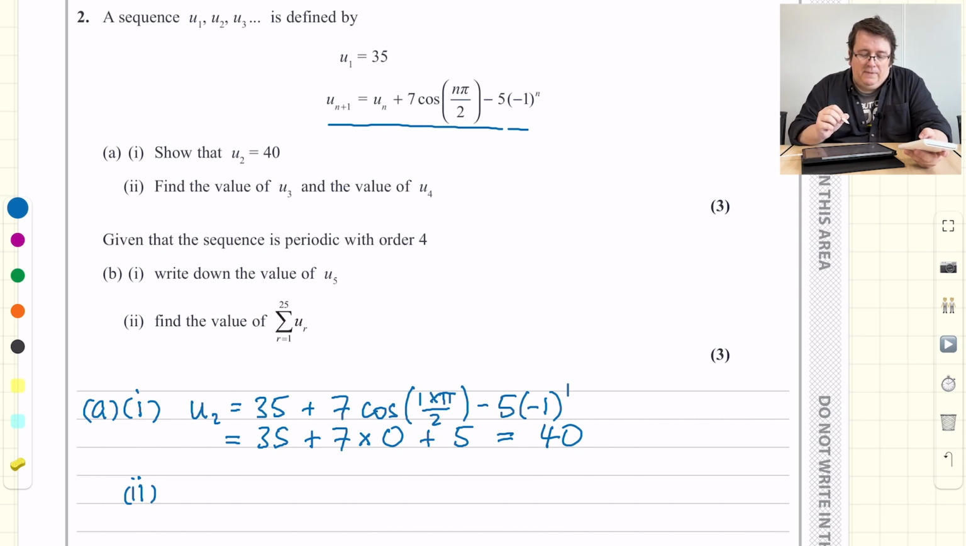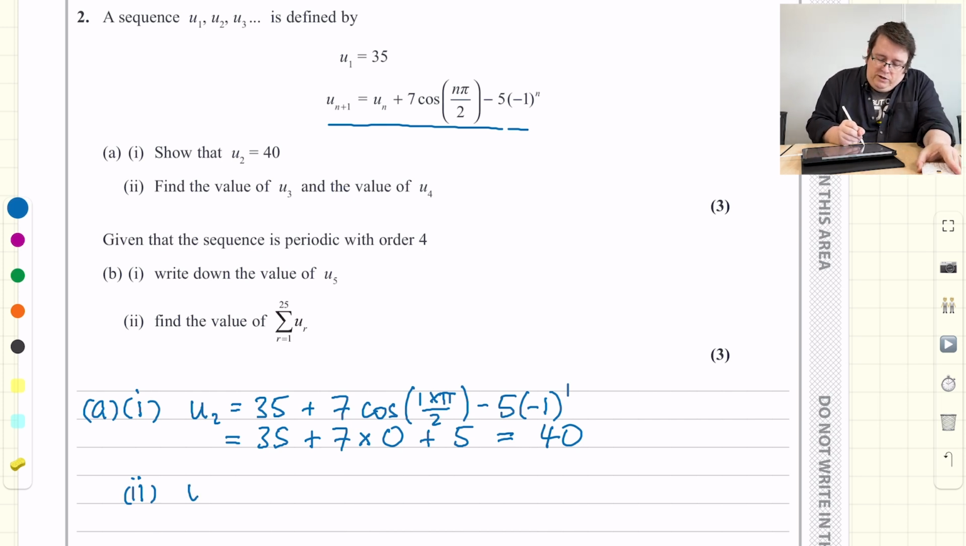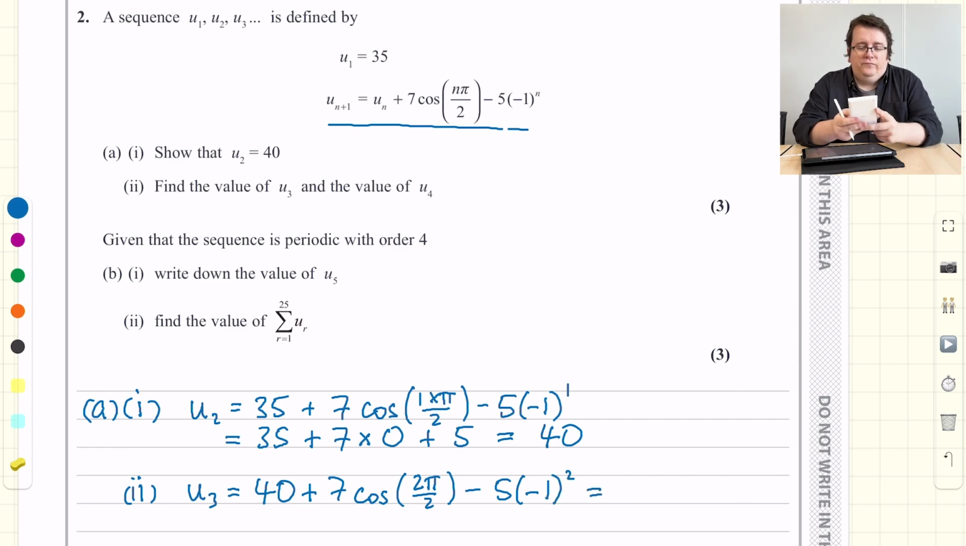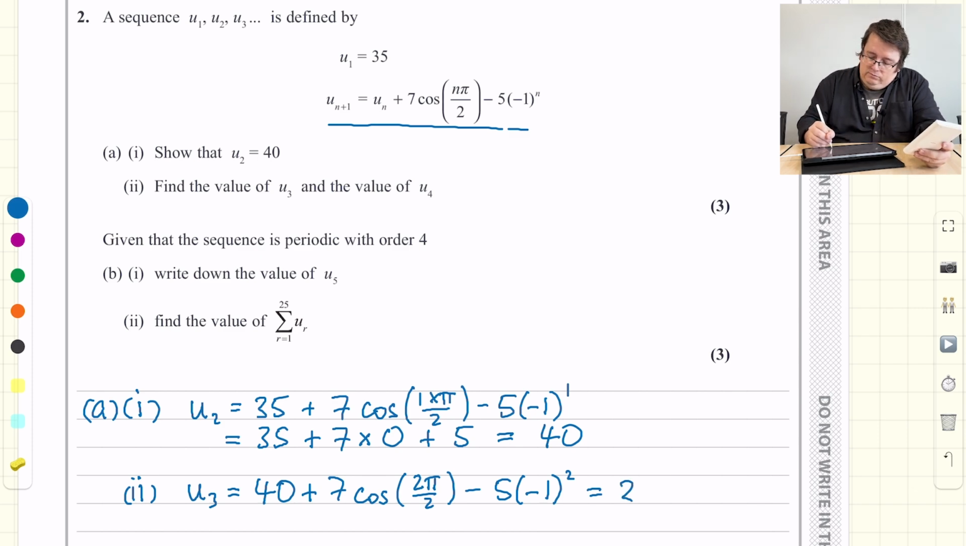Find the value of u3 and the value of u4. So u3 is going to be equal to u2 plus 7 cosine of 2 pi over 2, take away 5 times minus 1 squared. Okay, so let's go to the calculator, shall we? Plus, so we've got 40 plus 7 cosine of pi, and then take away 5 lots of minus 1 to the power of 2. So we have 28.